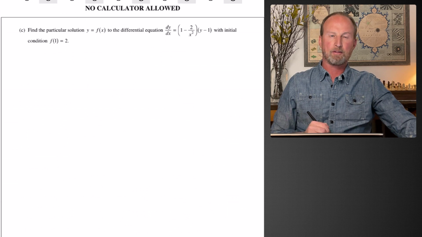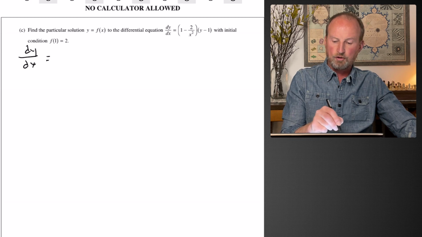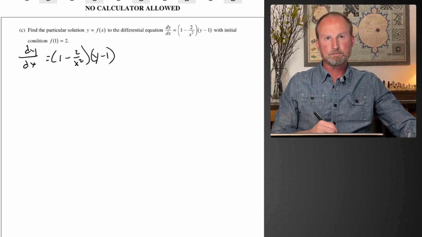Question C, the big one. Find the particular solution y equals f of x to the differential equation. Guaranteed you've seen this along the way. So I'm going to be very careful, using good notation, staying organized, and let's walk through this.